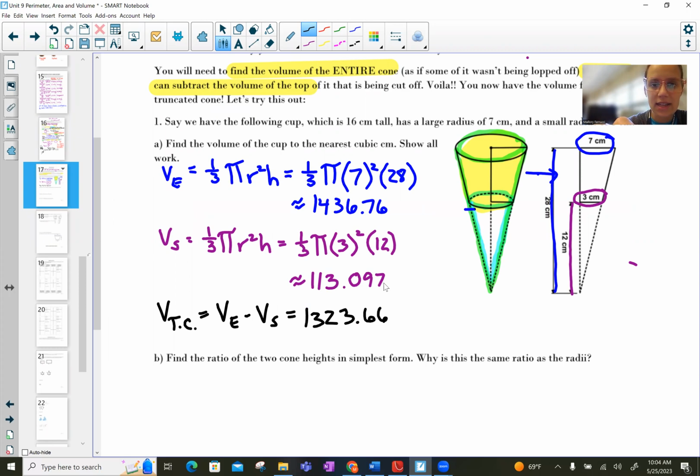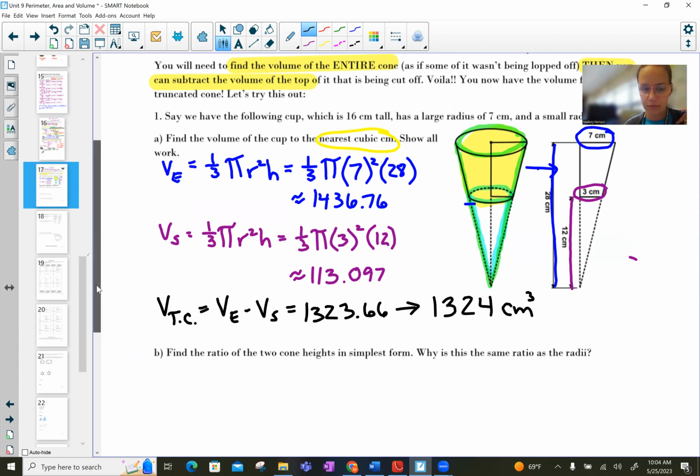1323.66, but they want it to the nearest cubic centimeter. So that's like the nearest whole number. So this turns into 1324 cubic centimeters. That's it.